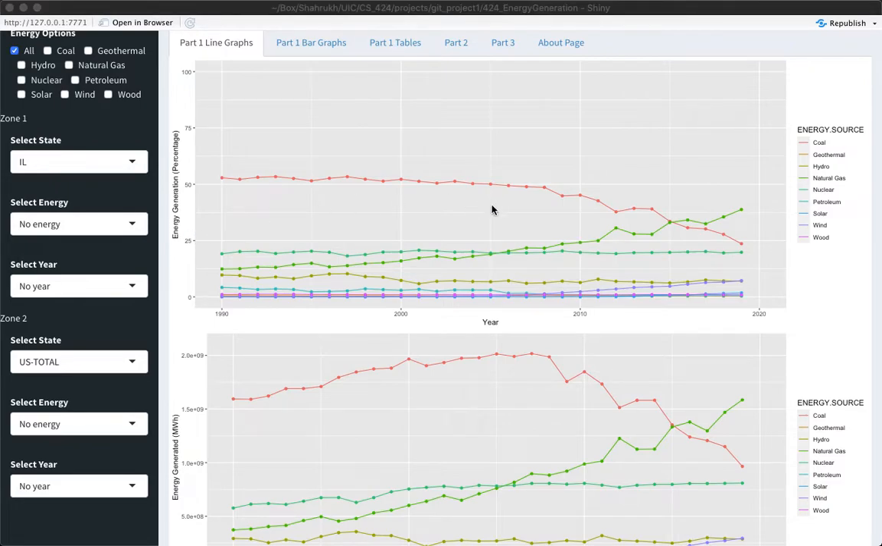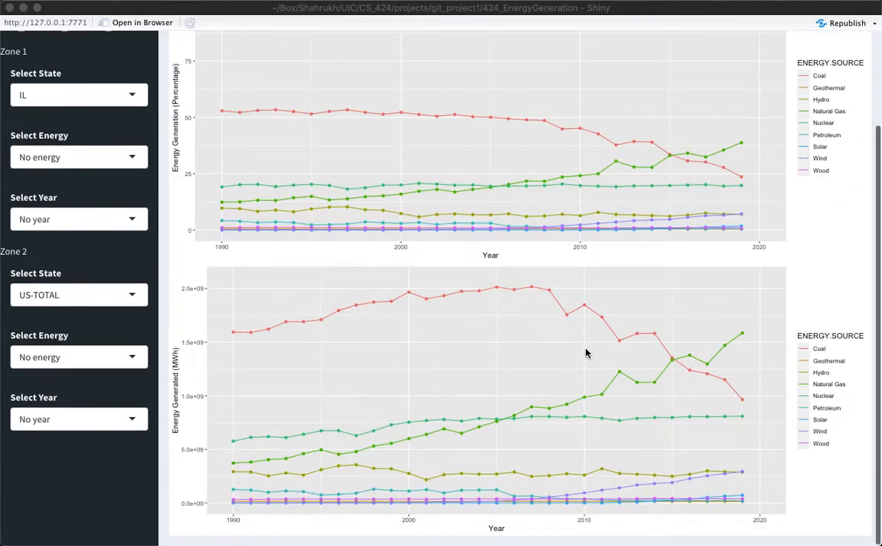What we notice here is that the wind, or excuse me, natural energy increased. And over here we see the exact numbers of how much energy was generated for coal and natural gas, and they match as both of them around 2015 they meet, and natural gas's usage goes up while coal goes down.